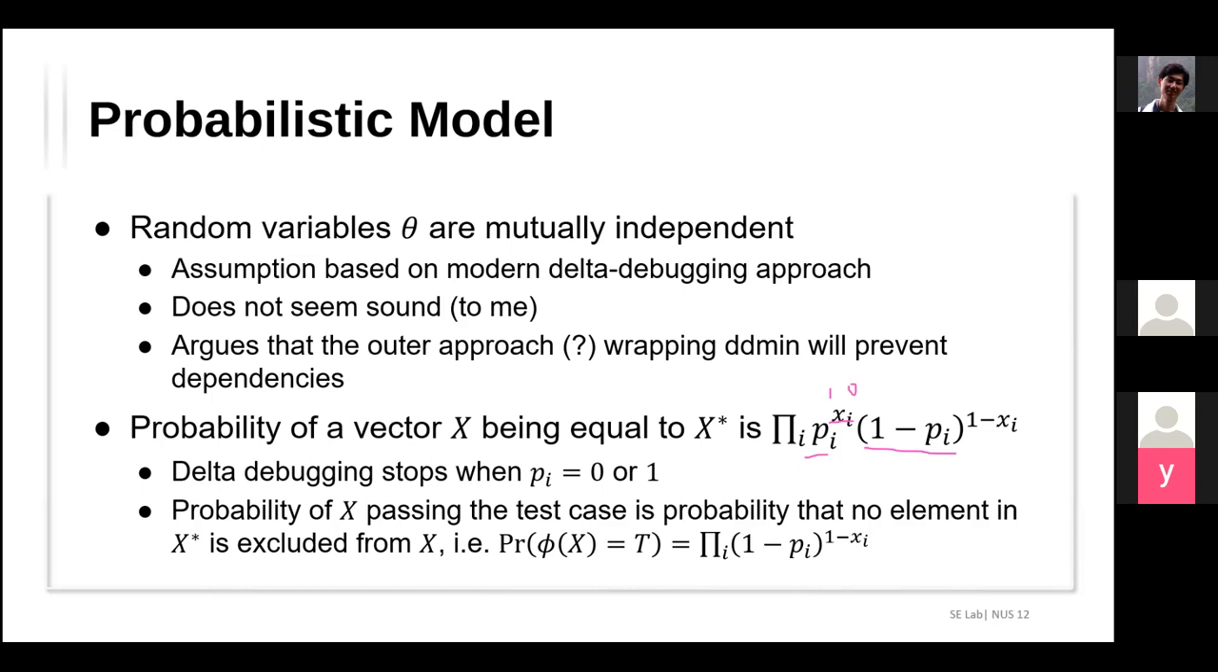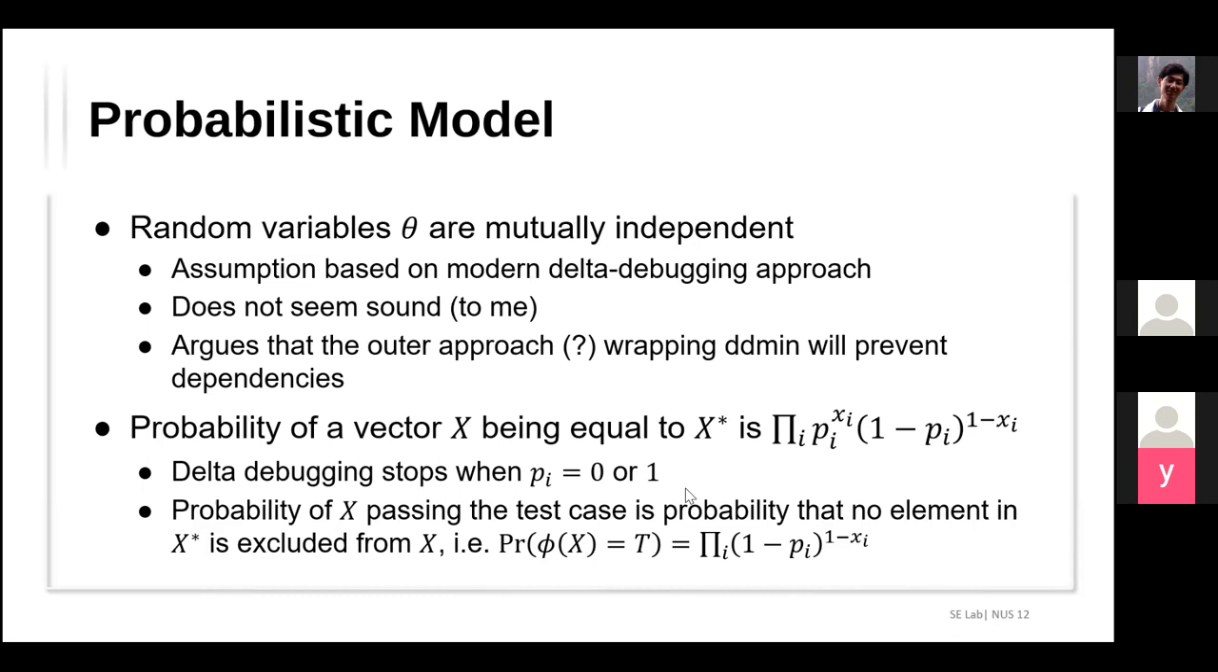One of the very important novelties is that they convert the debugging search into a Bernoulli problem. Each line or each token becomes a Bernoulli random variable, so that they have a probability formulation. This probability delta debugging process will stop when Pi is equal to 0 or 1. 0 means that it's definitely not included, and 1 means that it's definitely included.